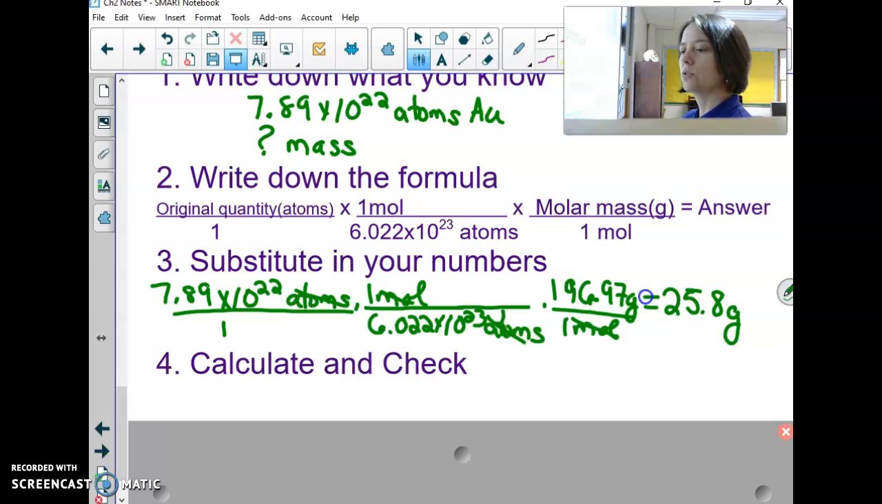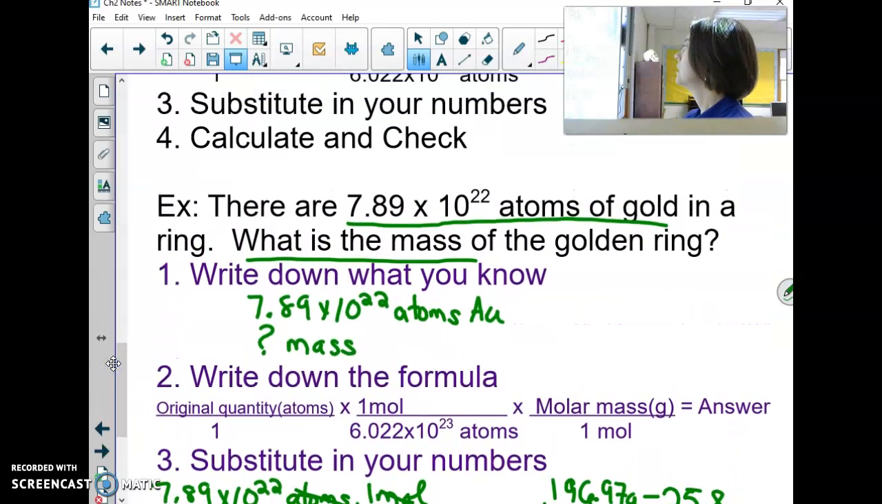Now let's check to see if it is reasonable. Did I answer the question first? There are 7.89 times 10 to the 22nd atoms of gold in a ring. What is the mass of the golden ring? Yeah, so I got a mass, so that's great. I answered the question. And is it reasonable? So 7.89 times 10 to the 22nd is a little bit smaller. It's about a factor of 10 smaller than a mole, because 10 to the 22nd is one factor of 10 smaller than 10 to the 23rd.